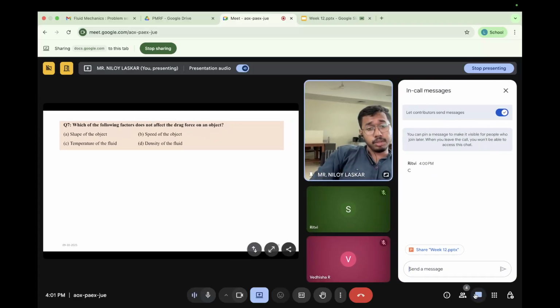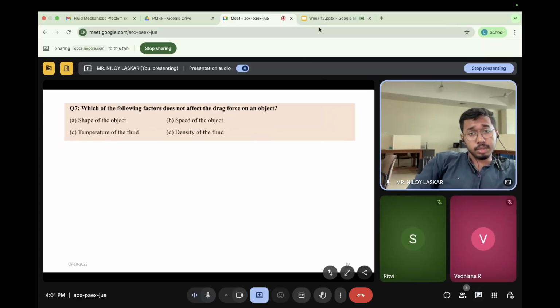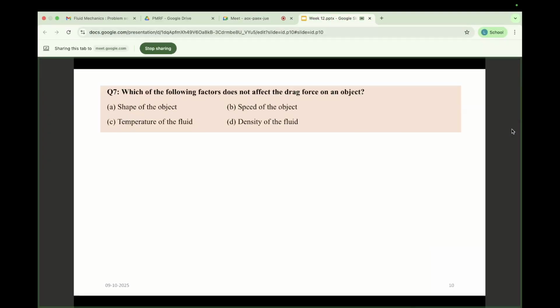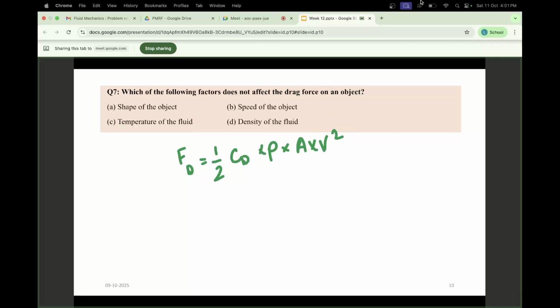So I have already received one answer from option C. Okay, let us check. The drag force FD is 1 by 2 CD, which is the drag coefficient, rho into A into V square, right? So that is the formula.